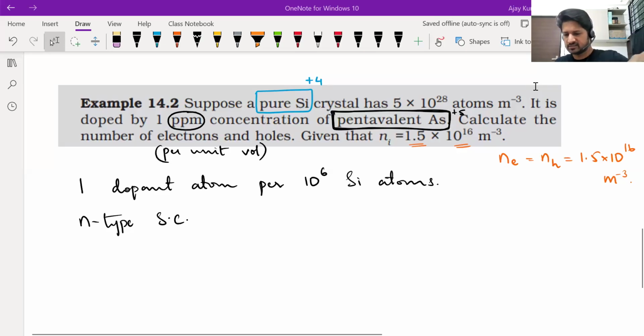Yes, Rishi, any answer or where are you stuck? Sir, I'm not sure. I didn't get it.